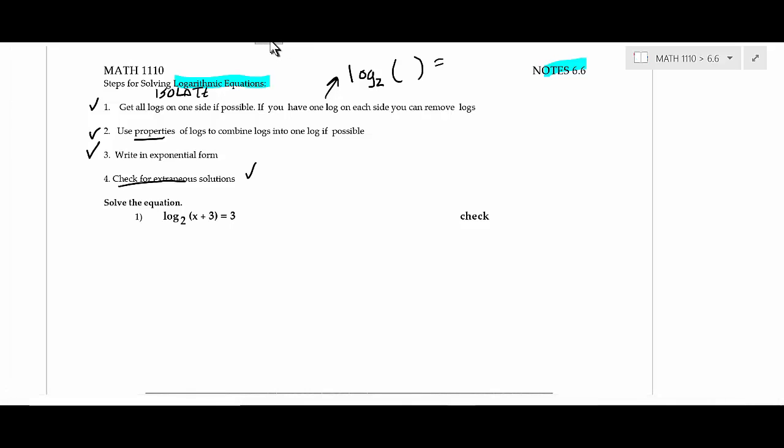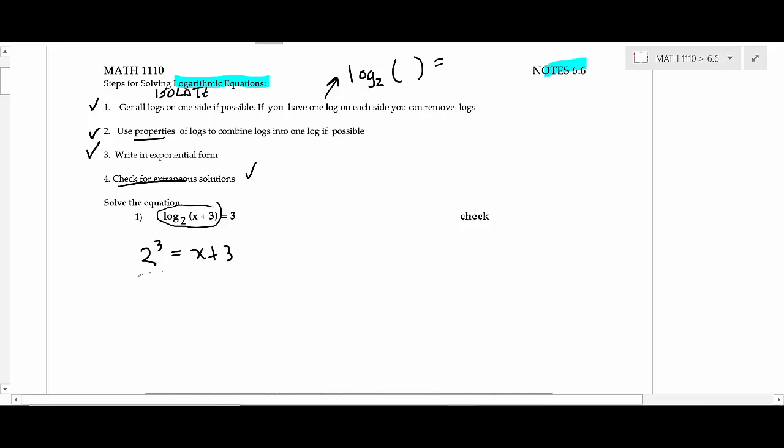All right, so we'll start with the simplest case. If you look at this log, is that log isolated? Is there anything on that side of the equation except a log? No, there's nothing in front, so that means we're good there. Now we're going to write this in exponential form. How do you write that in exponential form? 2 to the third equals x plus 3. There you go. Okay, now you solved that equation.